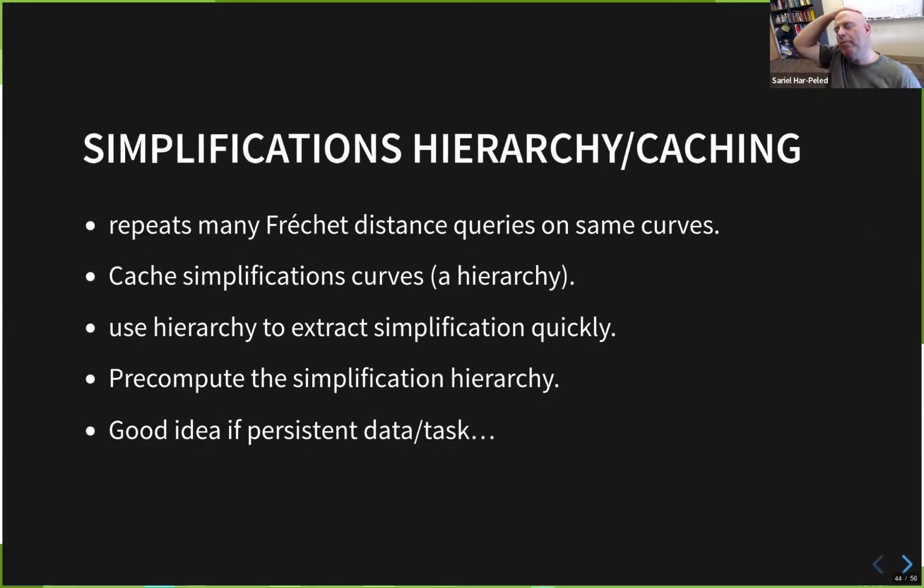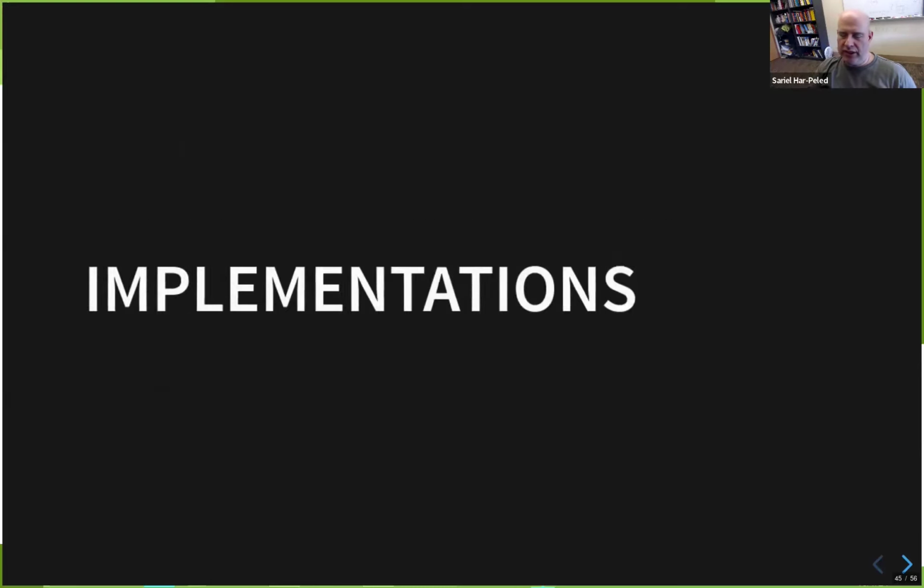Now, in practice, for the task we handled, you have a lot of repeated queries on the same curve, so it makes sense to cache the simplifications. And in fact, for every curve, you maintain a hierarchy of simplifications of the curve in different resolutions. And it really helped with execution time. And in general, if you're going to have a database of curves and do a lot of these tasks, it's a good idea to do this kind of caching.